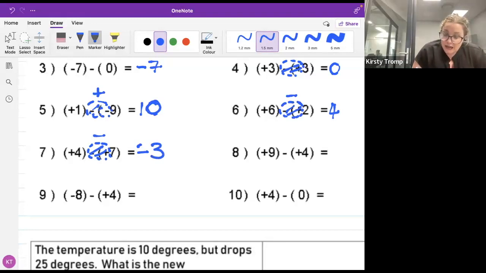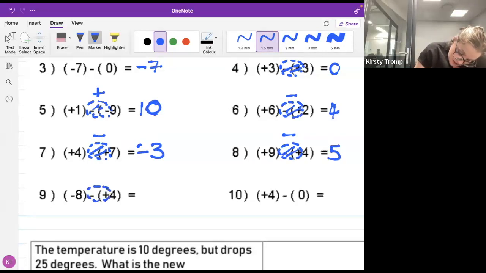I see 9 minus positive 4. I draw a circle around them. Cross them out, and I get a negative. 9 minus 4 gives me 5. And finally, I draw a circle around these guys. This is going to become a negative. Negative 8 minus 4 is going to give me negative 12. That's another one you're probably going to need a longer number line for there.